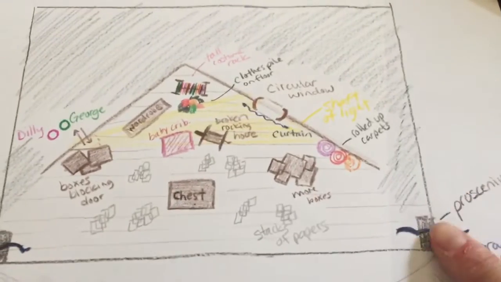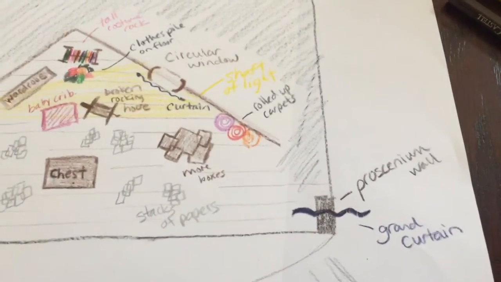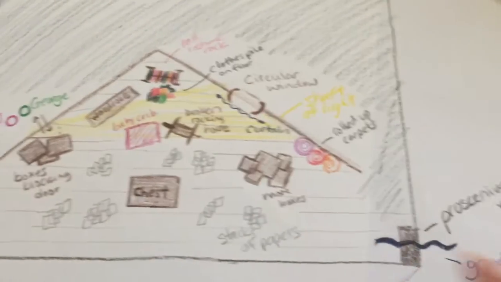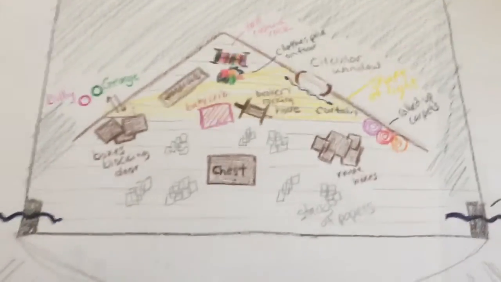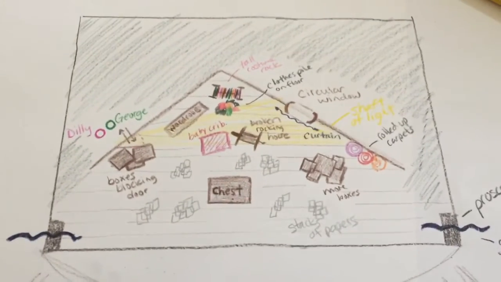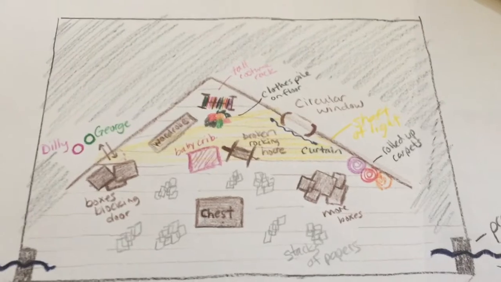This thing here is the proscenium wall, this little block here. That's how it's generally drawn on a blueprint. This little squiggly line here is the grand curtain, so you can see where the masking would start. I'm not going to draw anything downstage of the grand curtain so that when the curtain opens and closes, nothing gets caught or blocked by the curtain.